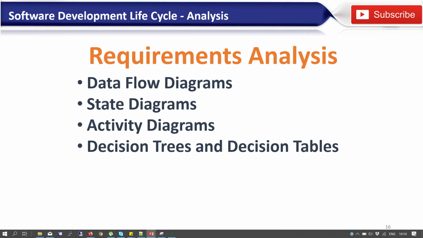Then you can also use decision trees and decision tables so that you can map out how taking a certain action can lead you into a certain state. So, for example, you can have a table that says, if you take this action, then this is the result that you're going to have. If you take this action, then this result will lead to this kind of action or this kind of response from the system.